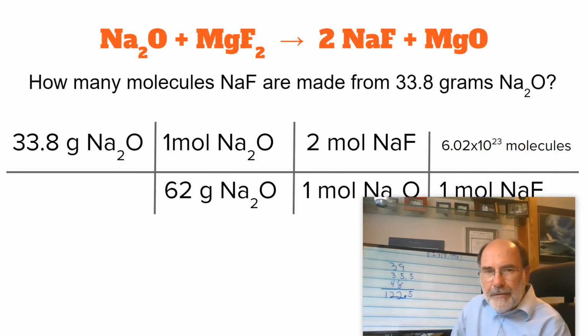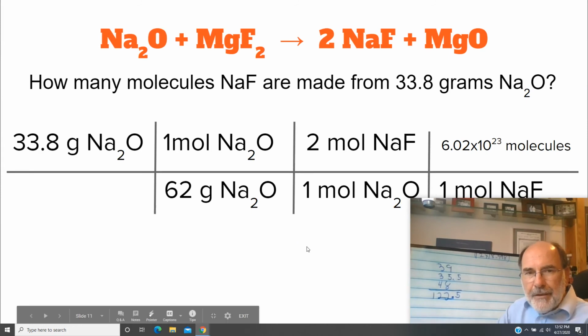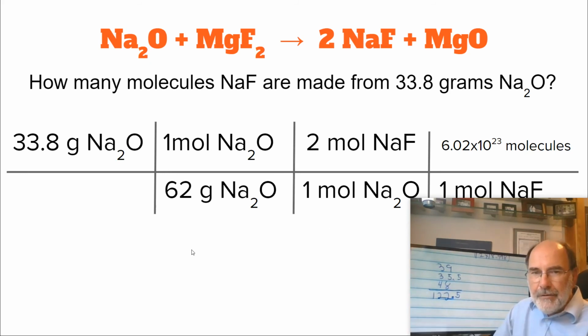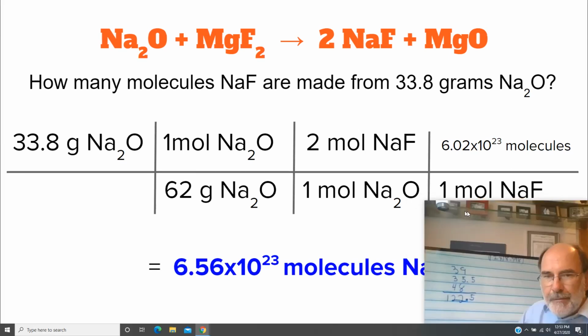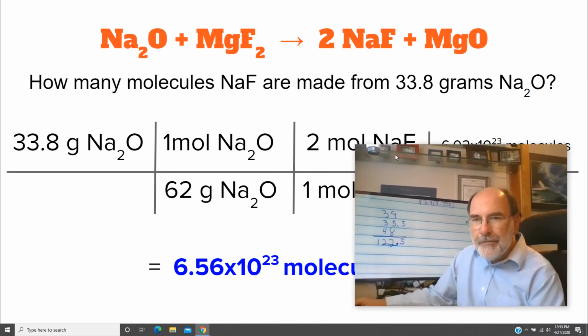Again, the top left column is the given that I started off with. The second column converts those grams to moles. The third column uses the balanced chemical reaction to work out the molar ratio. And the last column says for every 1 mole of sodium fluoride, I have Avogadro's number of molecules in it. And the result, sure enough, a little bit more than 1 mole would be a little bit more than 6.022. They get 6.56 times 10 to the 23rd power molecules of sodium fluoride.